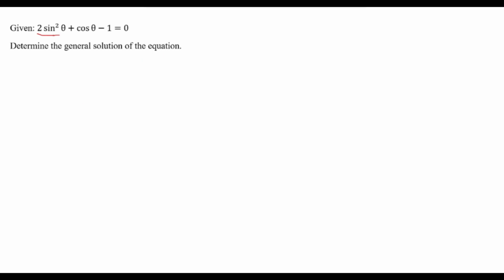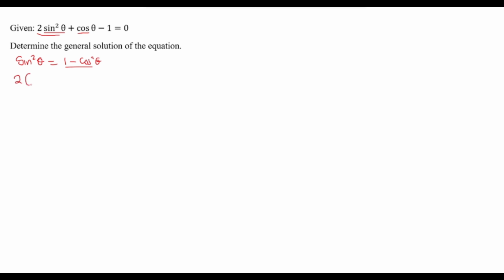Right, if we check here, we have sine squared theta and cos theta. We have to create an equation that will have one type of trig ratio. We can change this sine squared theta to become 1 minus cos squared theta. Remember that sine squared theta is equal to 1 minus cos squared theta. So we can replace sine squared theta with 1 minus cos squared theta.